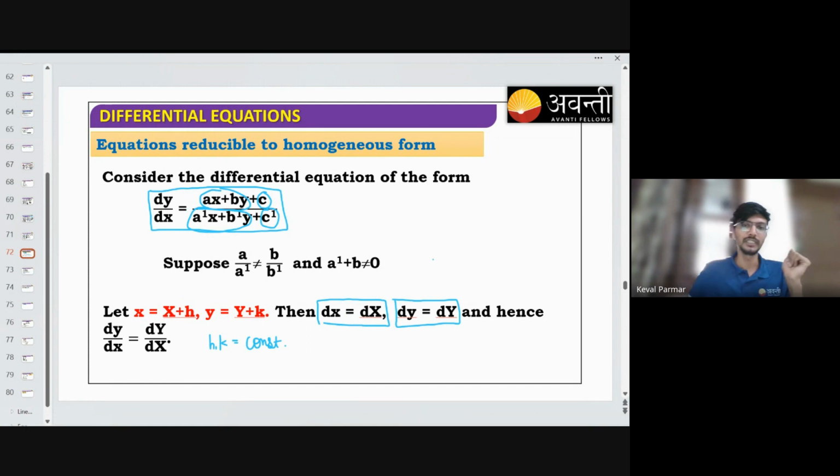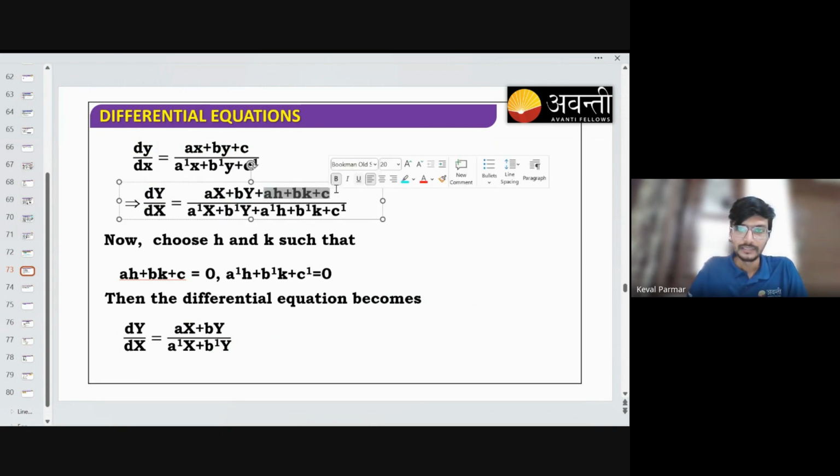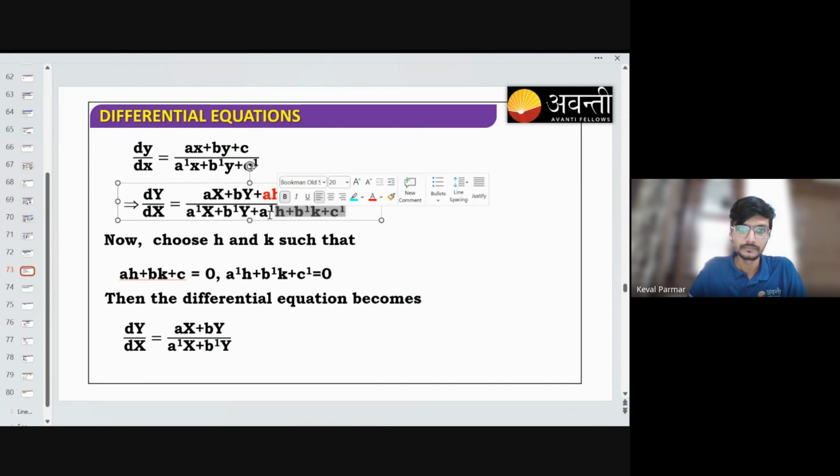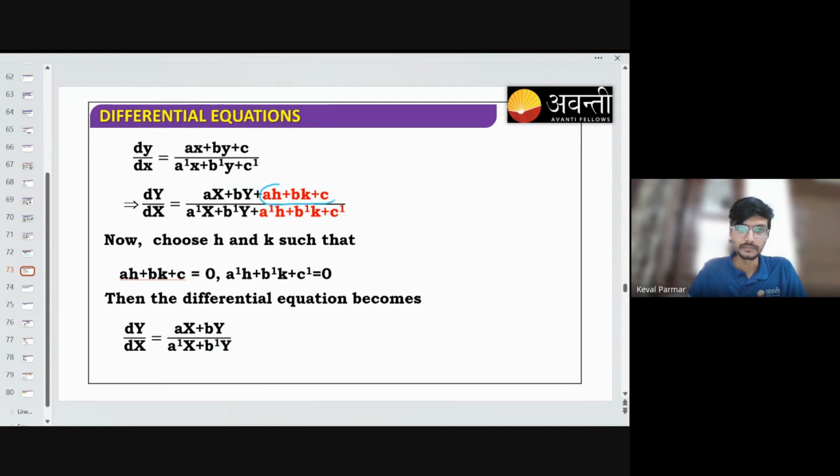So after this substitution, my equation, which was like this, will now look like this. Now see this part, this red highlighted part. It is a constant term, so it has degree 0. h and k are constants and a, b, c are also constants. So these terms have degree 0 and the remaining terms have degree 1. To make it homogeneous, we write these terms as 0.